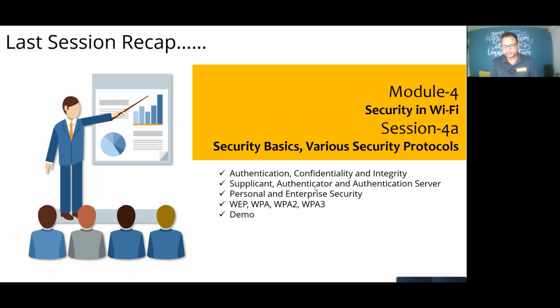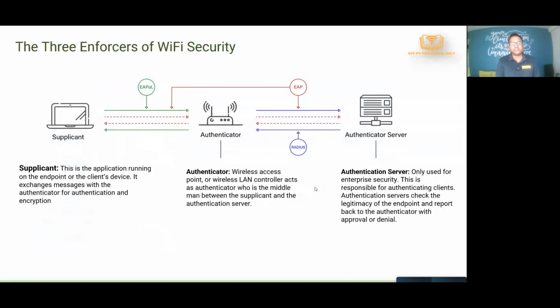So if you missed it, the video recording should be on the website, so you should be able to go watch it. Okay, so coming to today's session, before we go into the details, let's quickly summarize the concept of the three entities, or the enforcers, of Wi-Fi security. We have the supplicant, which is basically the end user device. It could be a phone or a laptop, and it is one of the three components in this whole security mechanism. The supplicant software runs on the client device, and it does the client side part of the security.